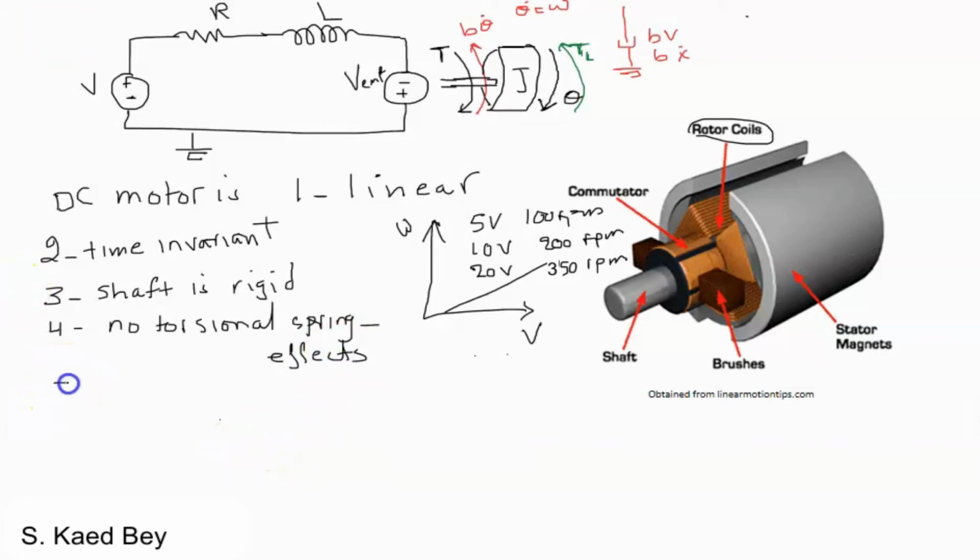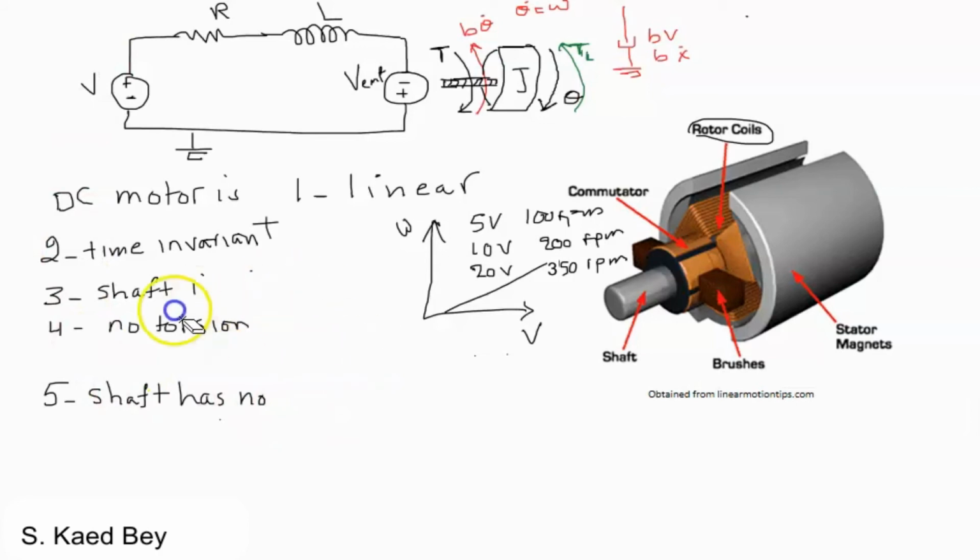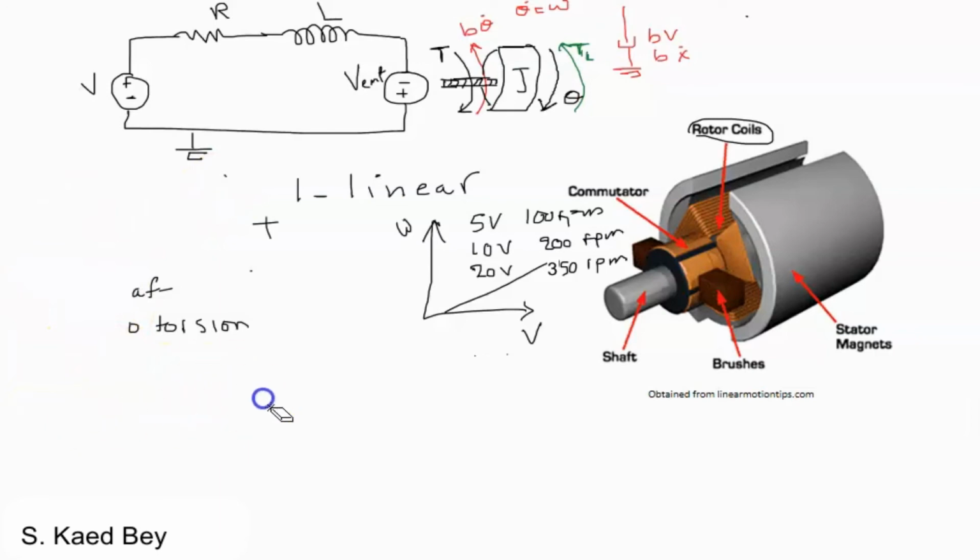And the fifth assumption is that the shaft has no mass. So this shaft here has no mass, and we have simulated the mechanical part as one lump mass with an inertia of J. Now we can work out the electrical relationship using Kirchhoff's law and the mechanical relation using Newton's second law.